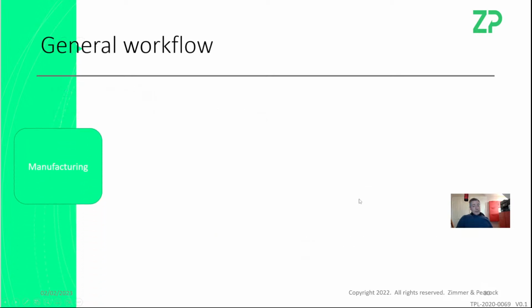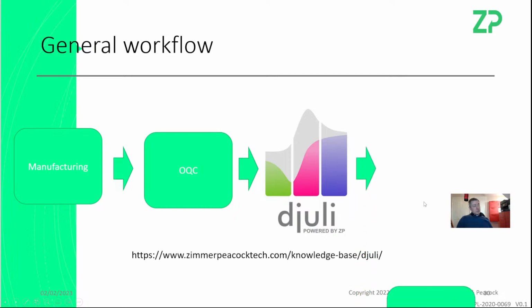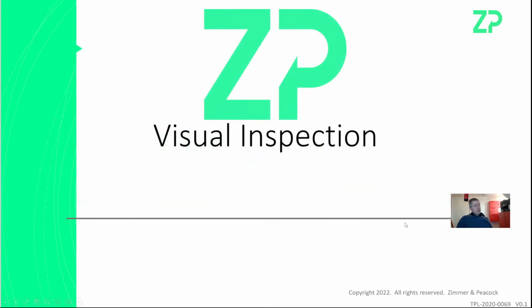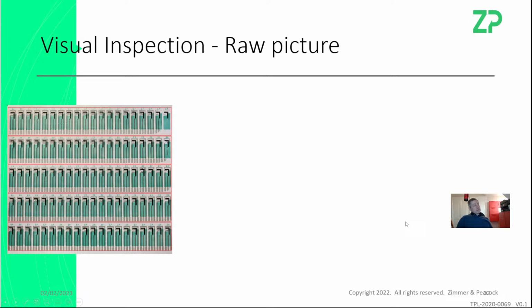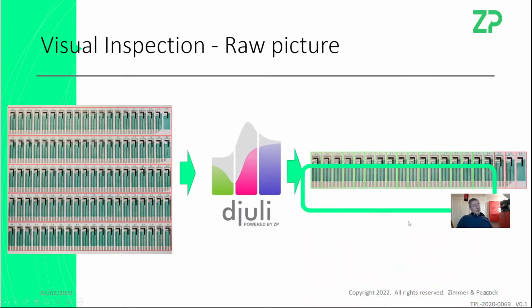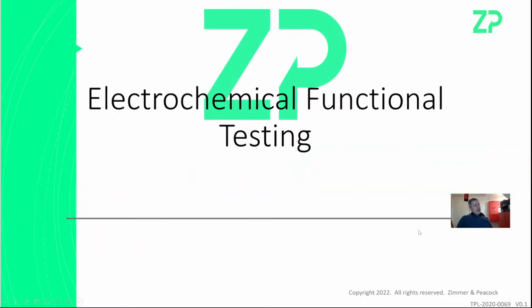What's happening with us is we have a general manufacturing procedure. We do OQC, outgoing quality control, and we also have a bespoke system called Julie, so we're analyzing our data as well. And then we're packaging and shipping it. The problem with screen printed electrodes is many people can do what's called visual inspection, where you look at the electrodes, and if you see something that's blatantly wrong, you don't ship it.